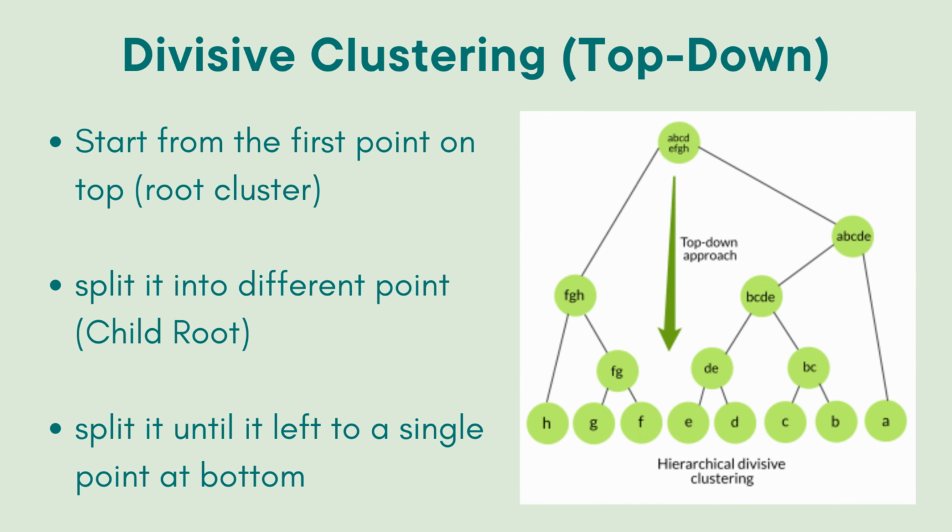Next, which is the divisive clustering or the top-down. So top-down is starting from the first point on the top, which is the root cluster, and splits into different points, which are the child nodes, and it will split until it leaves a single point at the bottom. On the right, it shows the diagram of the top-down approach. So the ABCDEFG is the root cluster, and at the bottom level, the HGF, which are the single points.